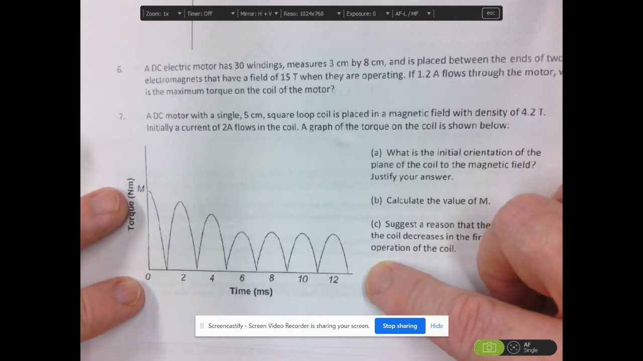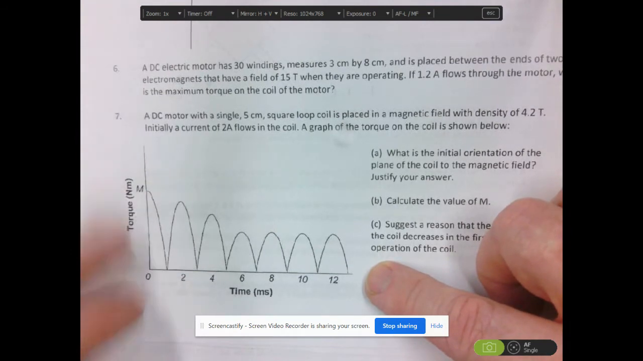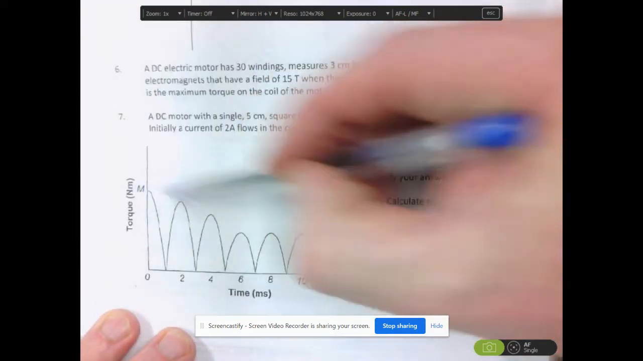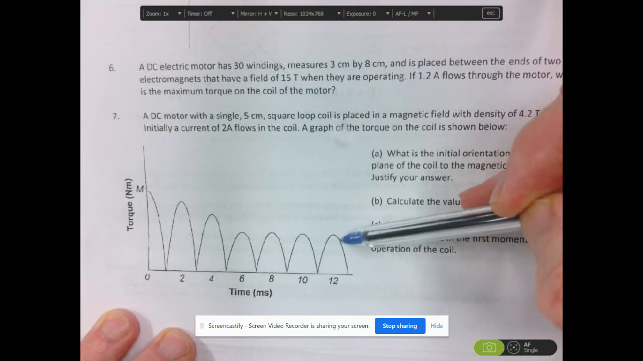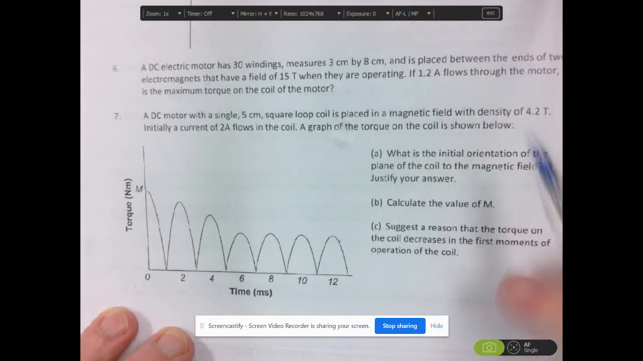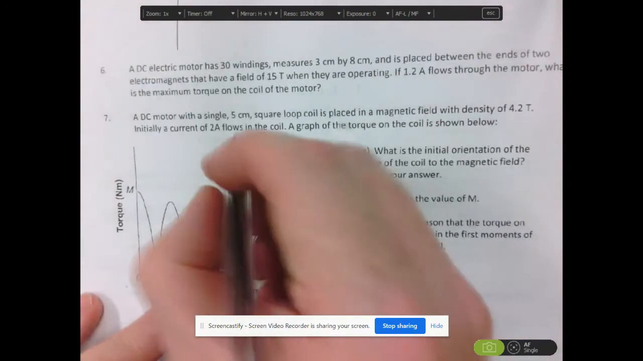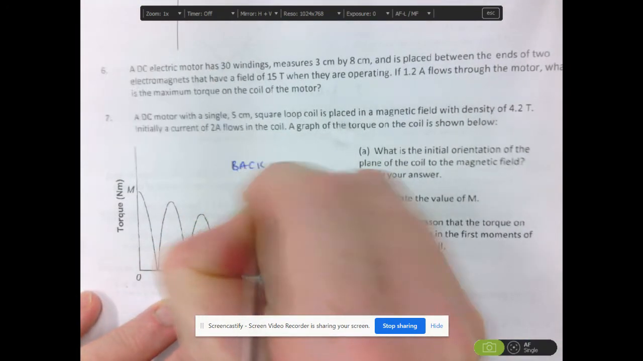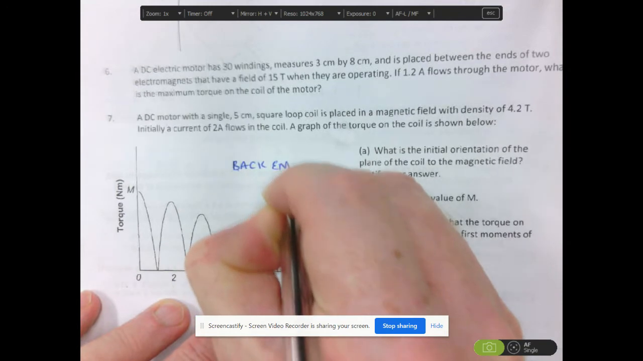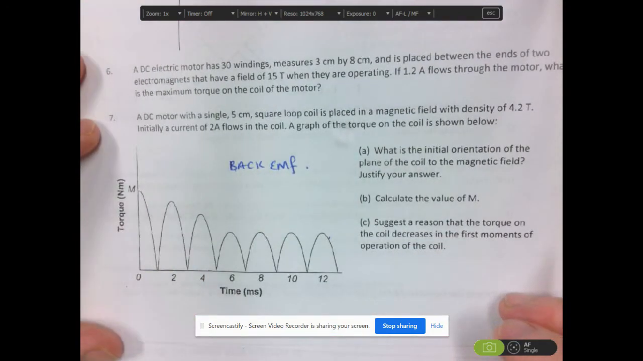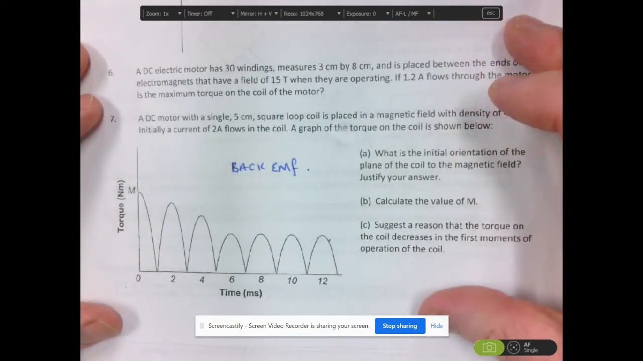But we'll notice something happening to the torque. The torque is reducing. It's going down and then leveling off to a constant value here. And the reason why I wanted to look at this is it introduces a concept called back EMF. Okay. So let's just read the question, and then we'll go through and see what is going on with this back EMF and what is it.